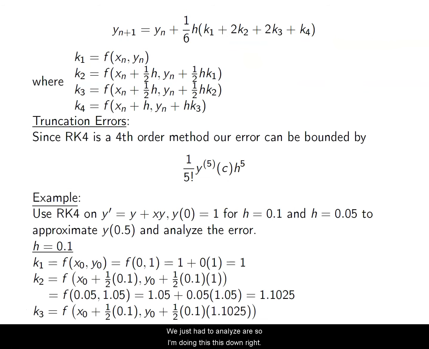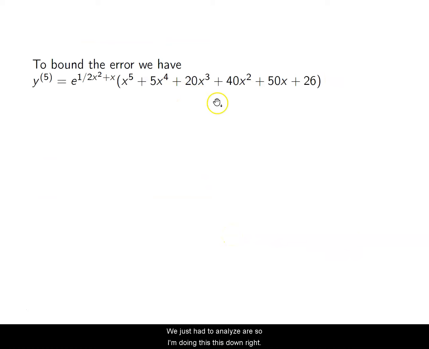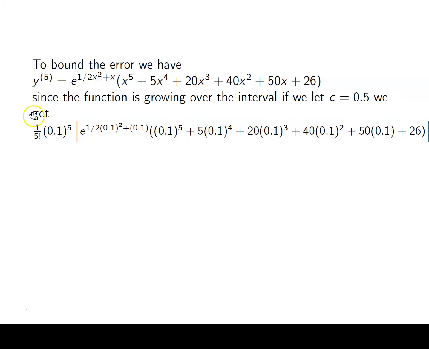I think I just did this on my own. Did I have this as part of the question? We just said to analyze the error. So I'm doing this bounds for the worst case scenario, which is that my step size is 0.1. That's my H here.